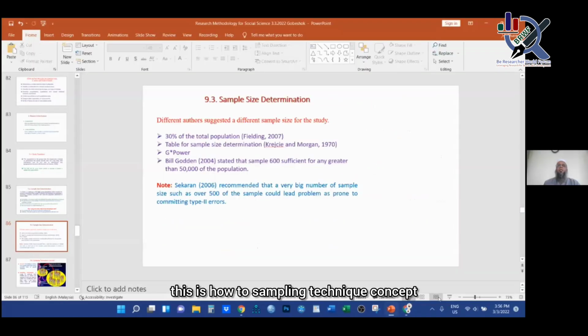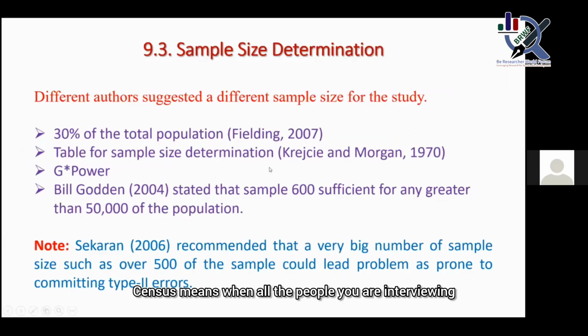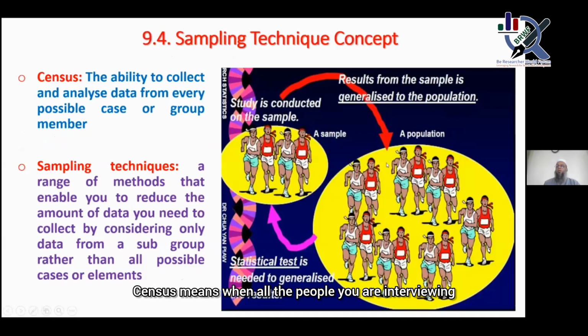So this is the sampling technique concept. Census means when you are interviewing or collecting data from everybody, then it is called the census. And sample is when, from the census, from the whole population, you are not taking all of them, you are taking only a few of them as a sample. That is called sampling: a range of methods that enable you to reduce the amount of data you need to collect by considering only data from a subgroup rather than all possible cases or elements.